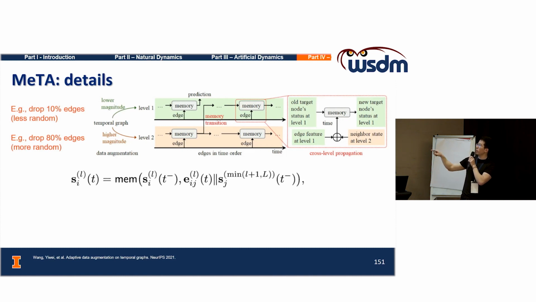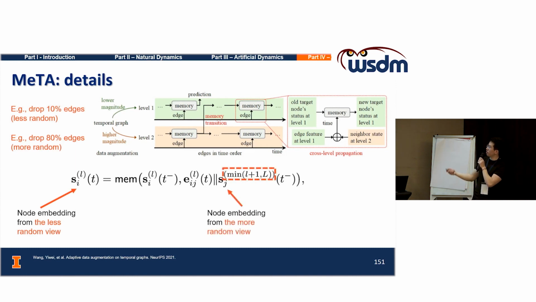And what their idea is doing is trying to modify something from this recurrent union equation. So they still update the node representations from the less random view, which is the view that drops 10% of edges in our demo example. But they try to merge the information. They try to merge the node embedding from the more random view.